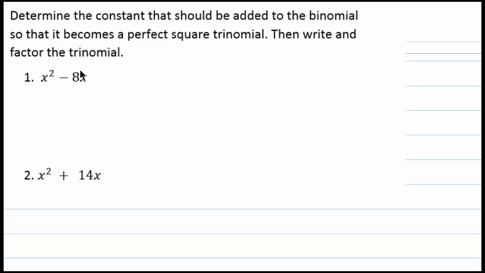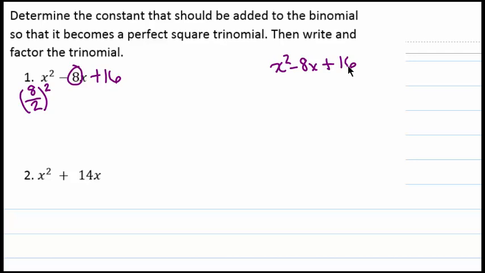In order to make it a perfect square trinomial, my middle term, I'm going to take just the coefficient. I'm not even going to worry about the sign, but I'm going to take 8 divided by 2 and then square it. So 8 divided by 2 is 4. 4 squared is then 16. Then I'm going to add 16 here. You're always adding. So my perfect square trinomial is then x squared minus 8x plus 16. That's my perfect square trinomial.